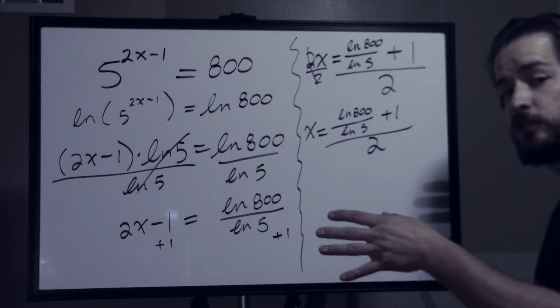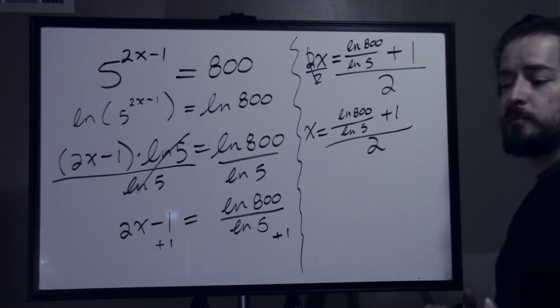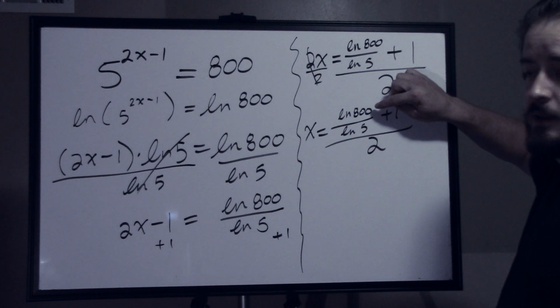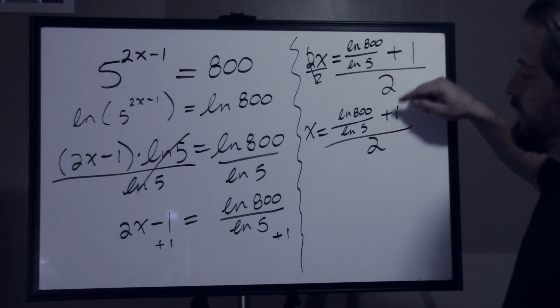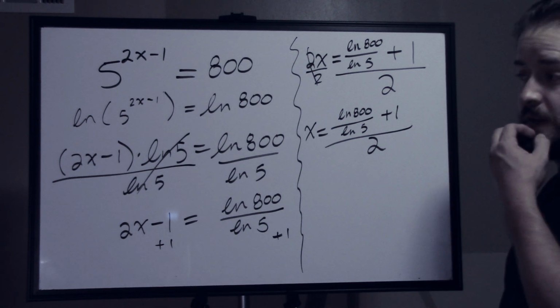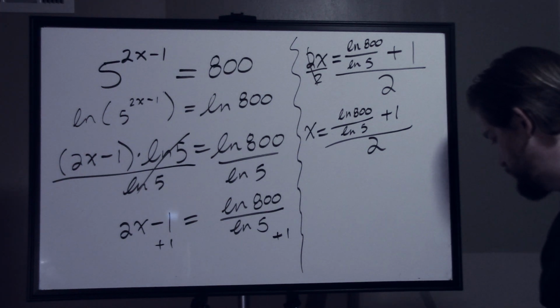So you have to be careful when you throw this into your calculator. This is a big expression. It may be best to start here, take the natural log of 800, figure out what the natural log of 5 is, divide the two, add 1, and then divide the entire result by 2. Some calculators you can throw this whole monster in.